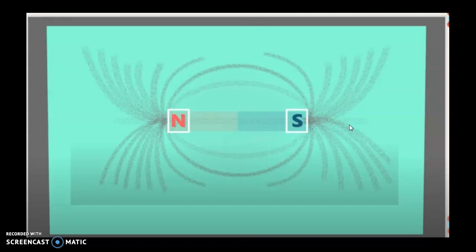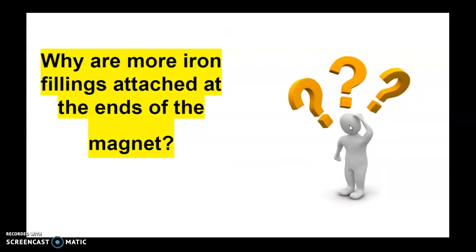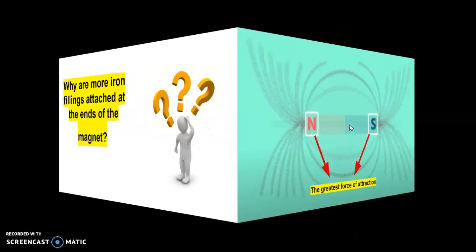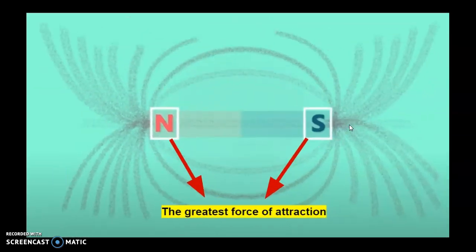Dear learners, why are more iron filings attached at the ends of the magnet? Well, it is because the two ends of the magnet have the greatest force of attraction, so they attract more iron filings.